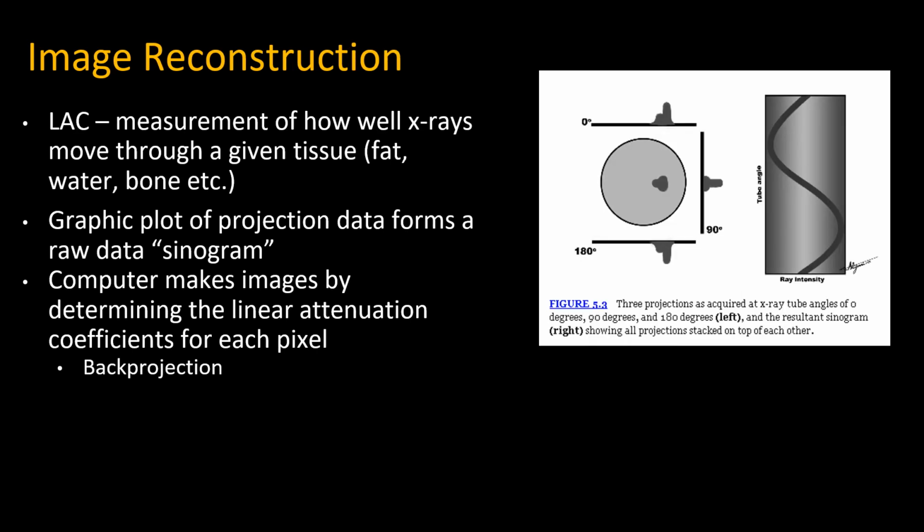The linear attenuation coefficient, or LAC, is a measurement of how well X-rays move through a given tissue. If we plot all of our raw projection data, they form a sinogram like this. The computer uses a process called back projection to make images by determining the linear attenuation coefficient for each pixel.